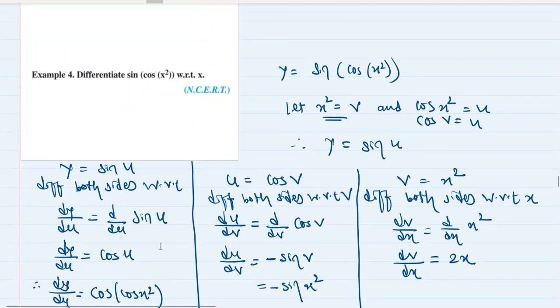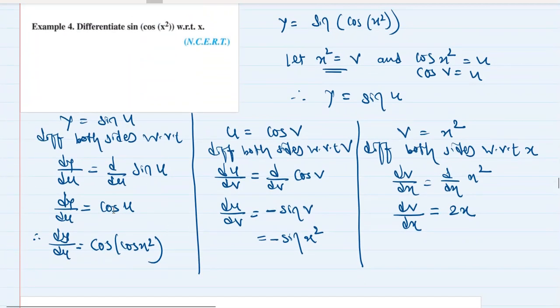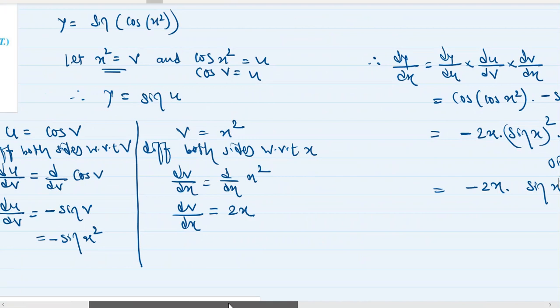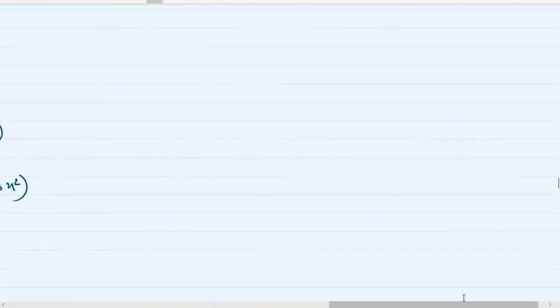So that is correct. Now you must be thinking that this UV method is a little longer. So is there any shorter method like how they have done in the answer? Yes, there is a shorter method. Let me show you that method as well.